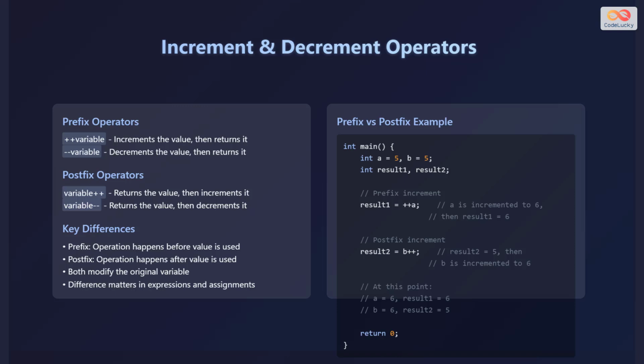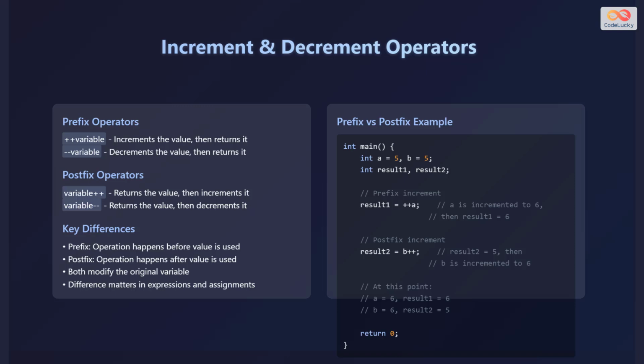Let's clarify the difference between prefix and postfix forms. Prefix operators modify the variable before its value is used in an expression. The plus plus variable increments the value, and then returns the updated value. The minus minus variable decrements the value, and then returns the updated value.